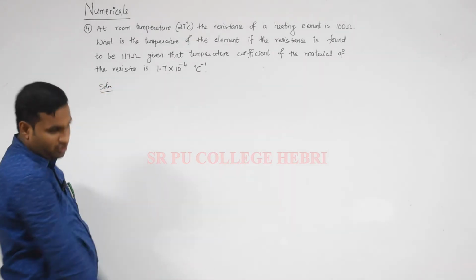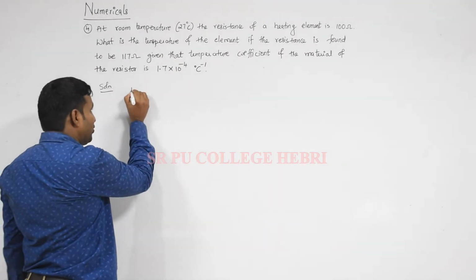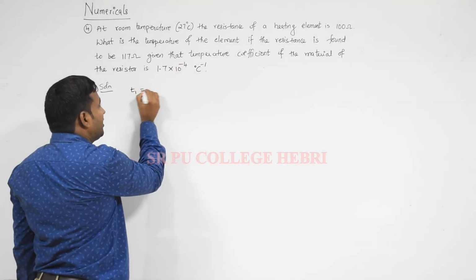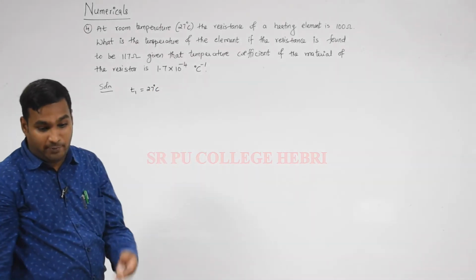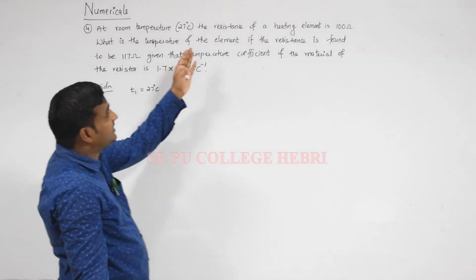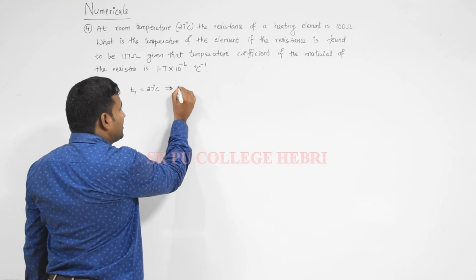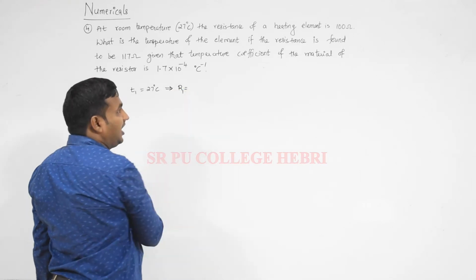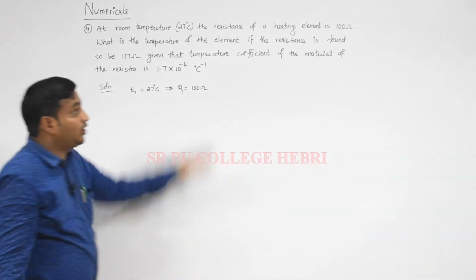Here, at room temperature, they have given the temperature. Room temperature, I will take T1 is equal to 27 degrees Celsius. Remember, room temperature they have given is 27 degrees Celsius. Resistance of the heating element at this temperature will be taken as R1 is equal to 100 ohm. They have given it is equal to 100 ohm.